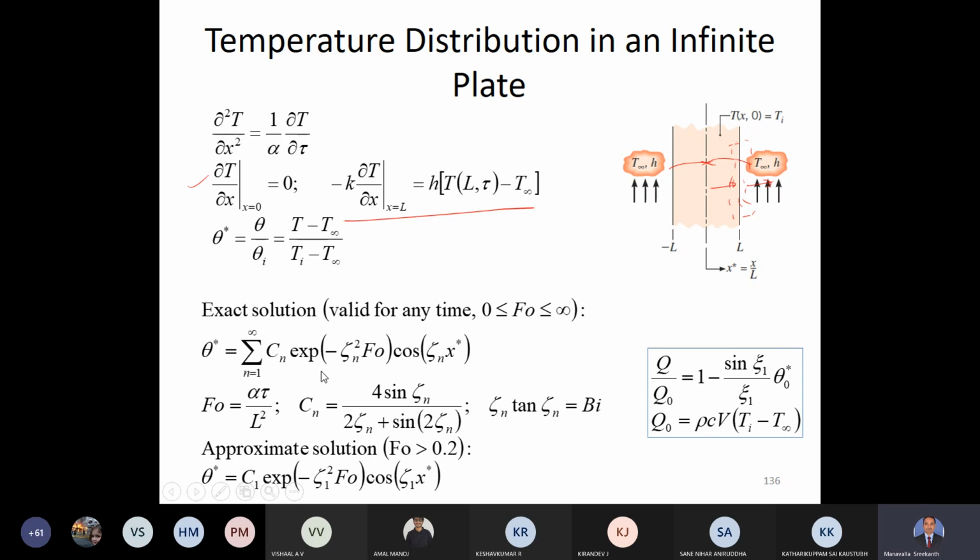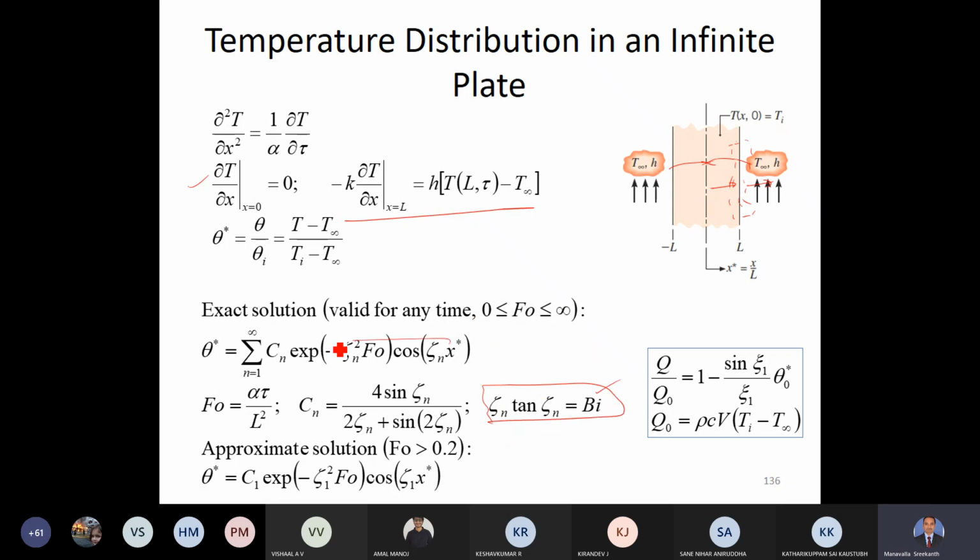But then what is Fourier number? We have seen this Fourier number. It is a non-dimensionalized time, alpha tau by L square. The Cn value in terms of zeta n is 4 sine zeta n divided by 2 zeta n plus sine of 2 zeta n. And what is zeta n? Zeta n is the root of this equation. This equation is in terms of zeta n: tan zeta n is equal to Biot number.